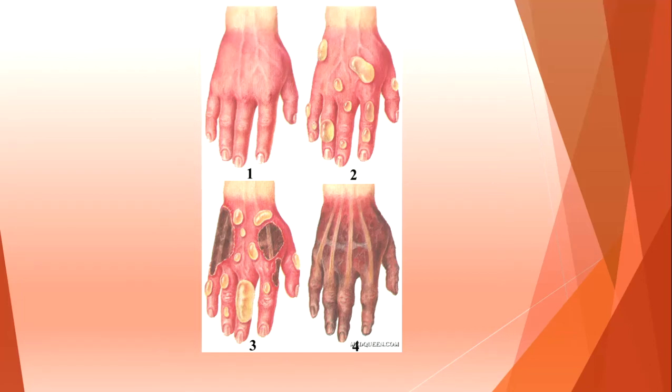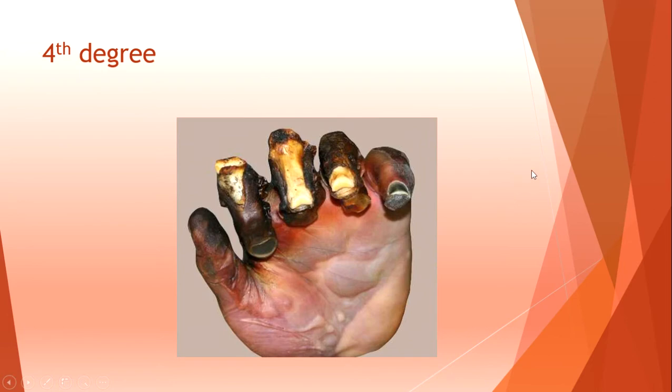In the first part, we stopped at the fourth degree of the burn. Maybe here it will be seen better. The fourth degree of the burn involves all layers of the tissue. It involves all layers of the skin, subcutaneous fat, muscles, and even bones.